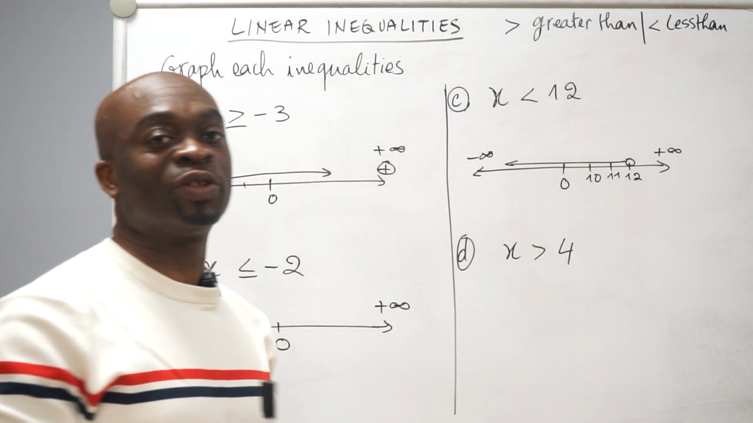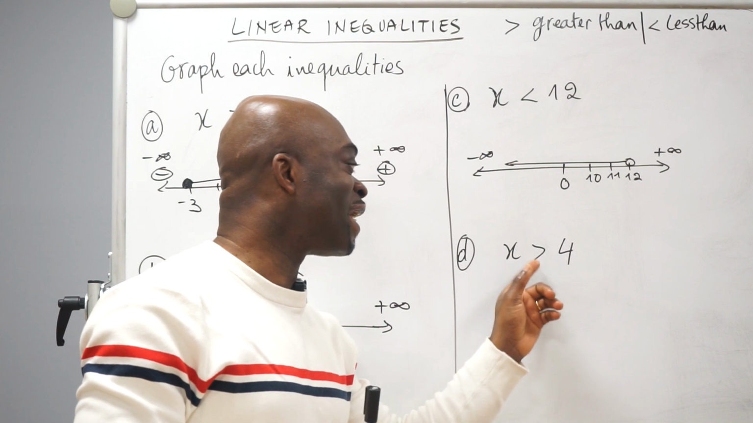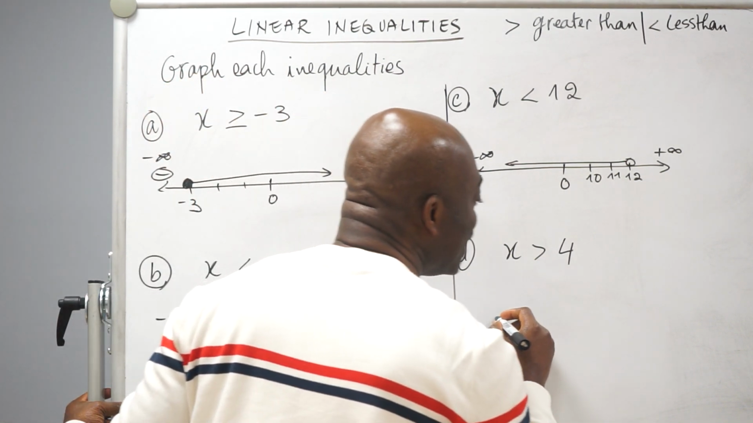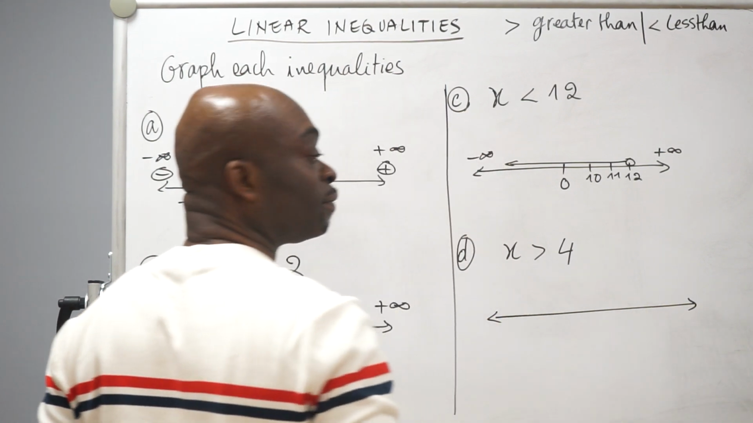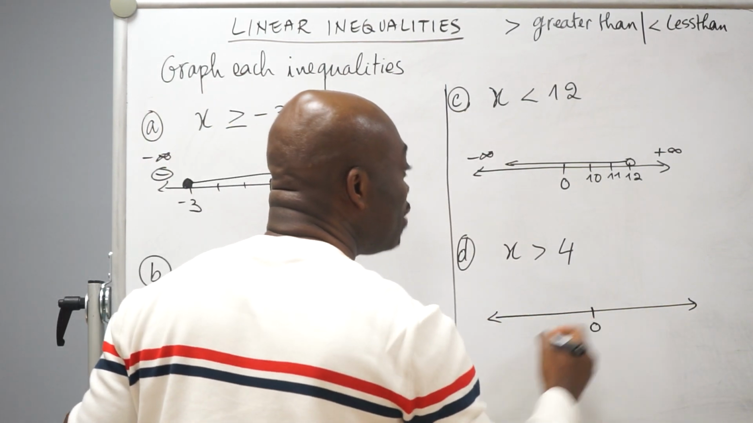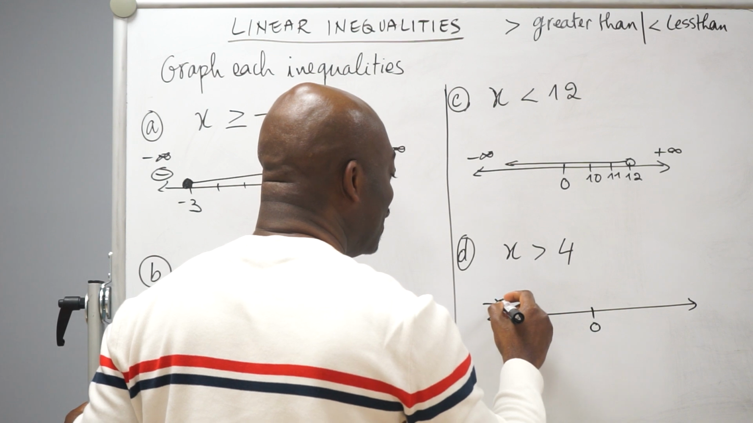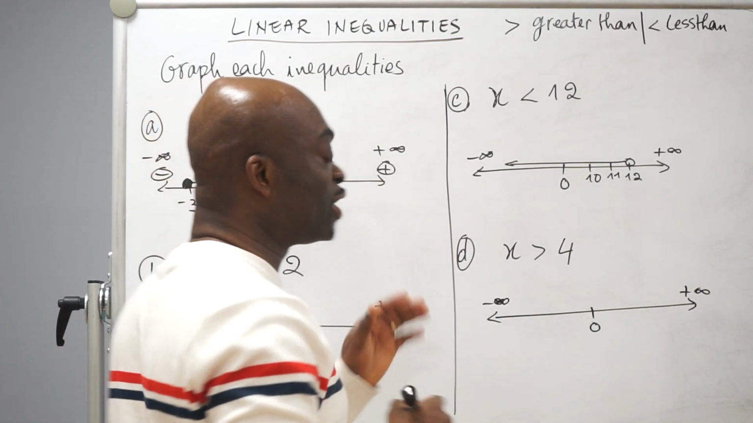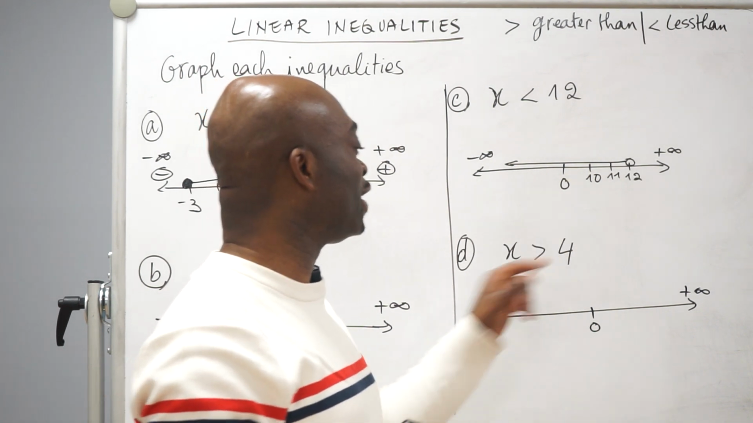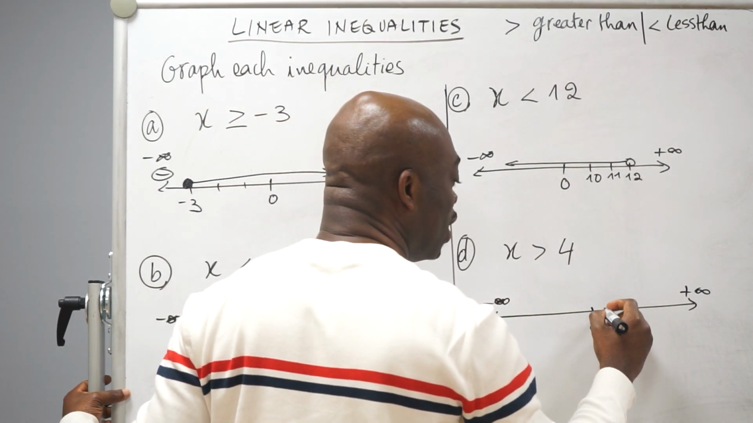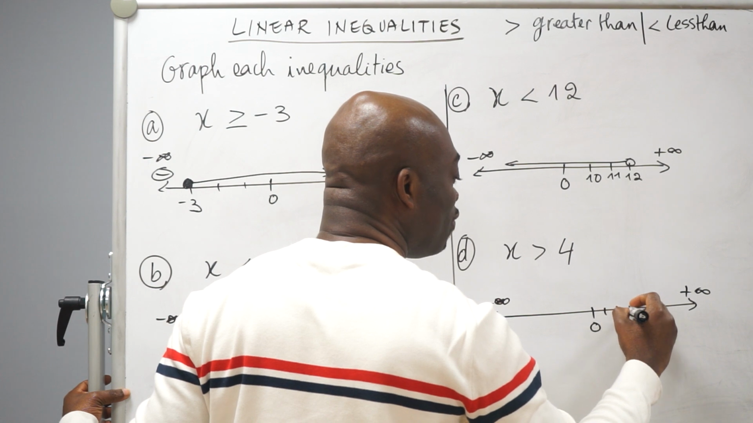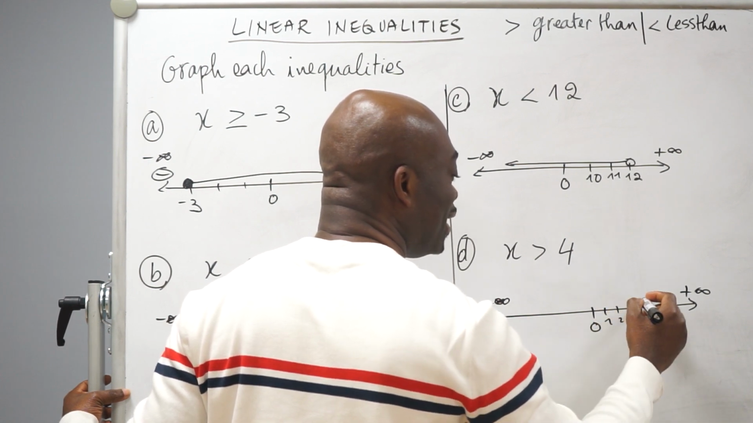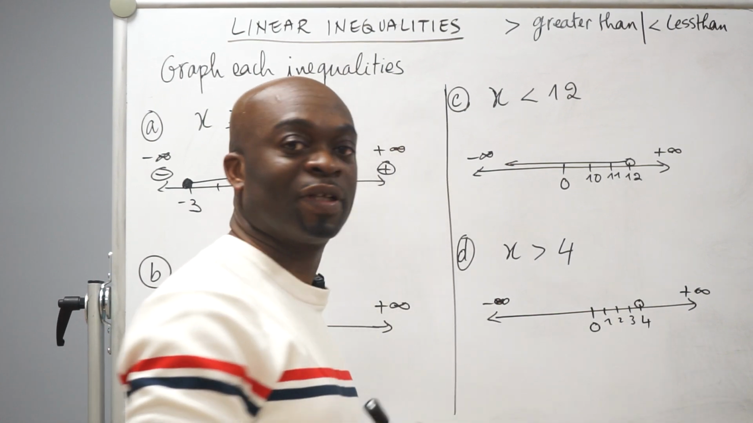Let's come to the last but not least, D here. That's x greater than 4. We want all the numbers greater than 4. The first thing again is drawing the number line. We have 0, negative infinity, and positive infinity. We're good so far? The second thing to do is locate the 4. What is going to be 4? So we have 1, 2, 3, 4, for example.